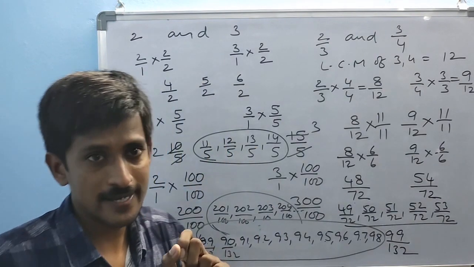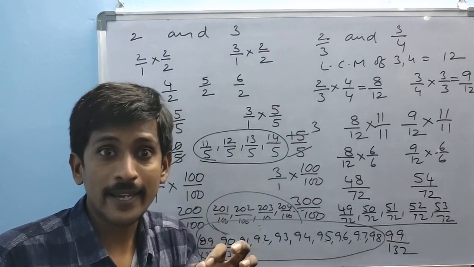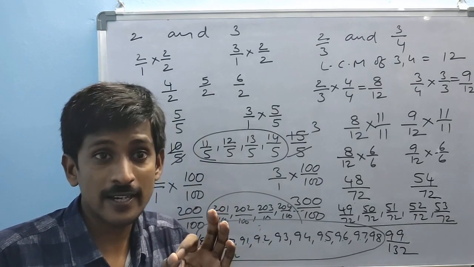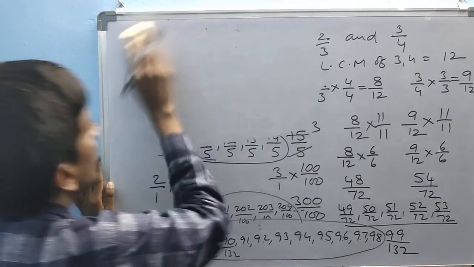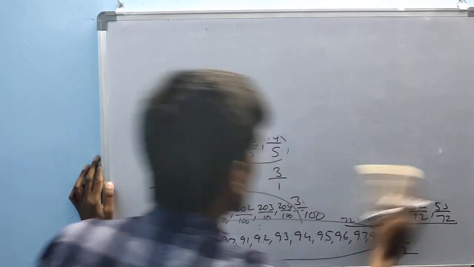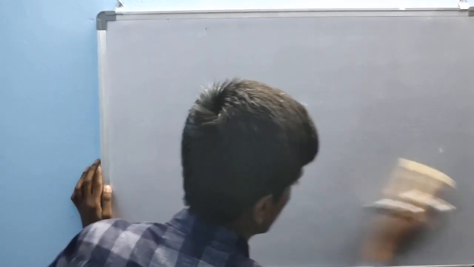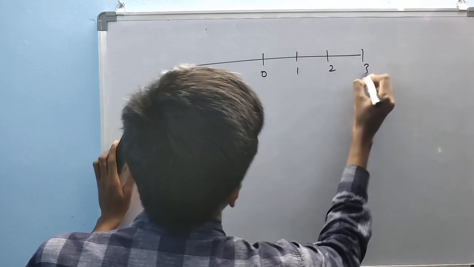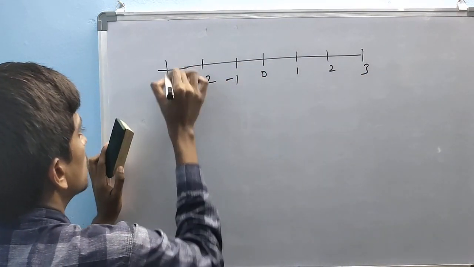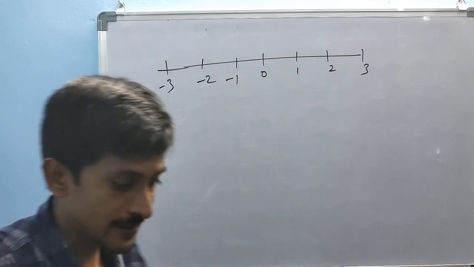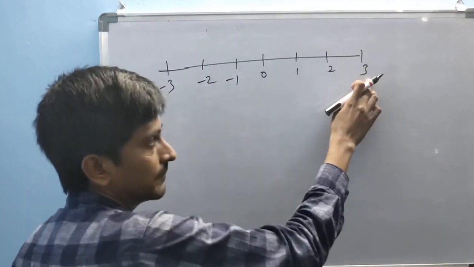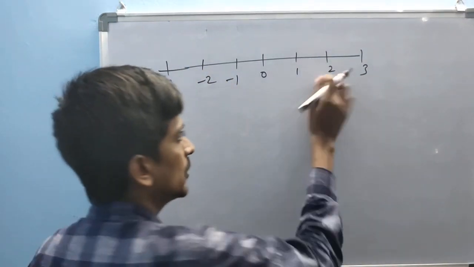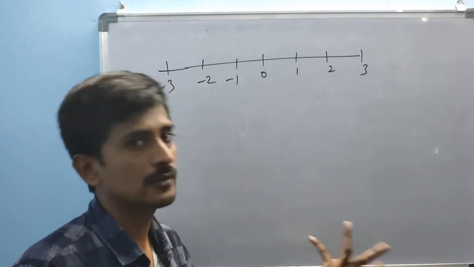Okay, an important concept: how many natural numbers are there between 2 and 3? Natural numbers: 0, 1, 2, 3, and negatives minus 1, minus 2, minus 3 are integers. How many natural numbers between 2 and 3? There are no natural numbers because 2 and 3 are themselves natural numbers. In between, there is no natural number.